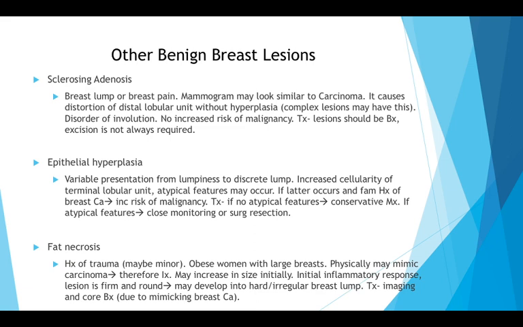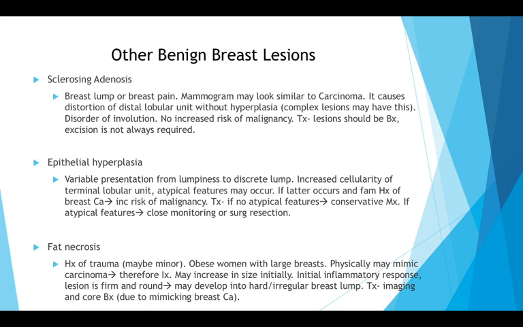If, however, your patient does have atypical features, you may need to monitor them slightly closely and potentially refer for surgical resection. And finally on this slide, fat necrosis. So tends to be on a history of trauma, whether that be minor or major. It tends to happen in obese women with large breasts. Again, there is a mimic here to carcinoma, so therefore we must investigate it to exclude that differential diagnosis.